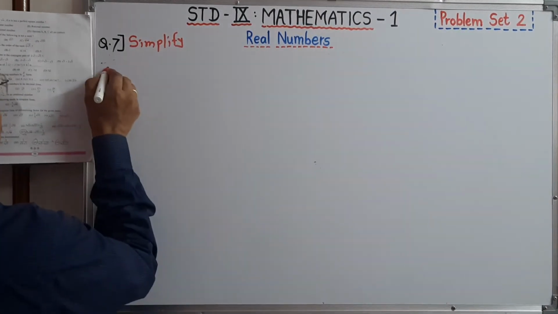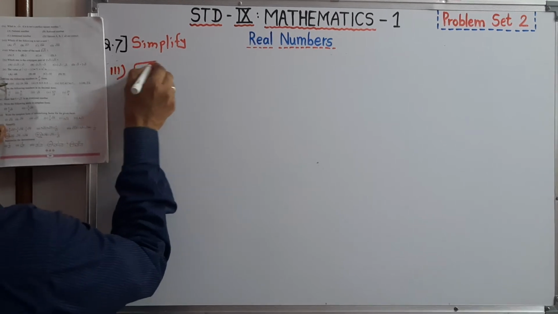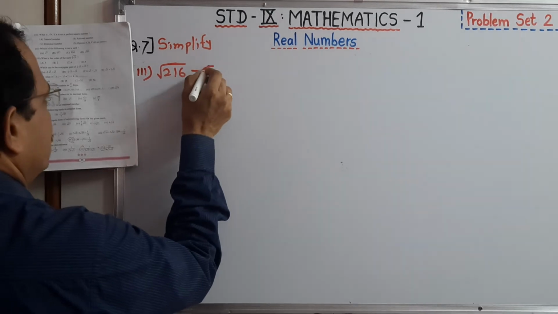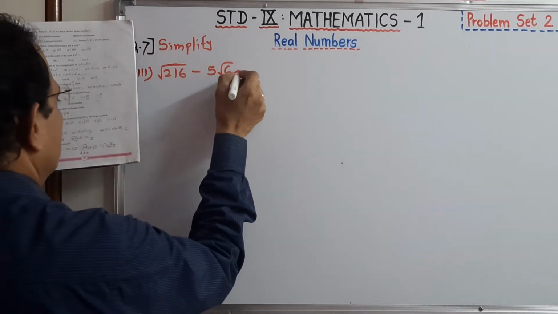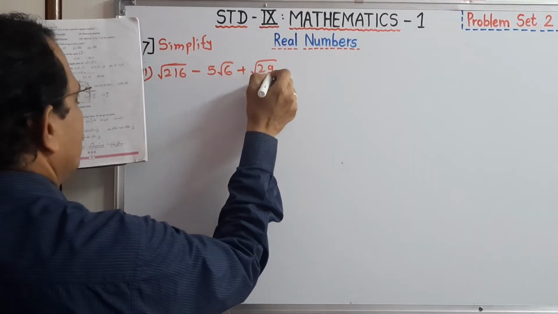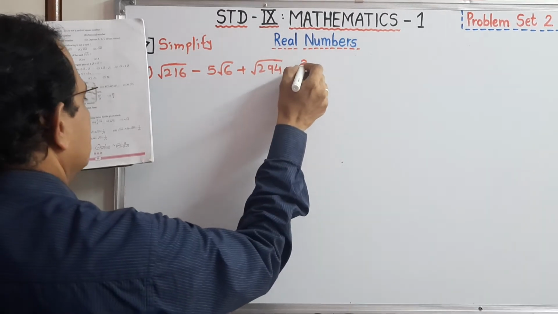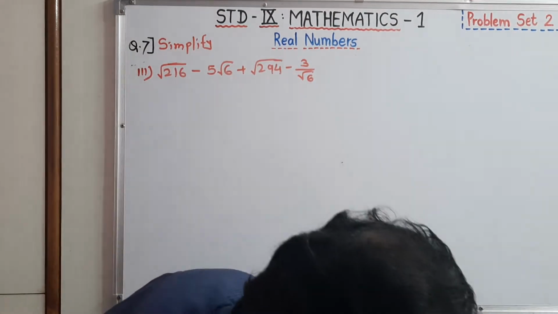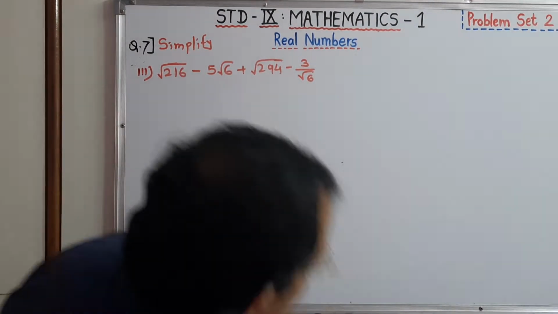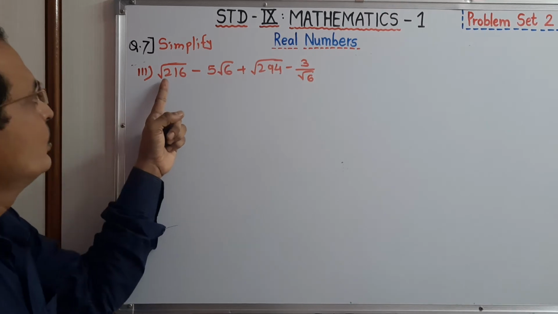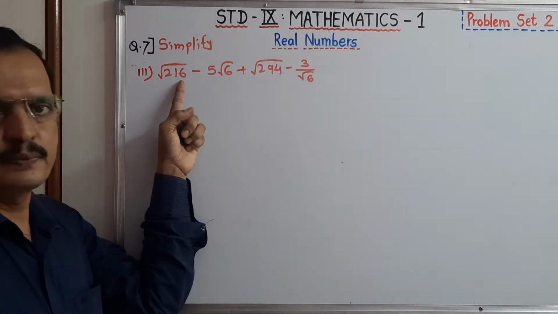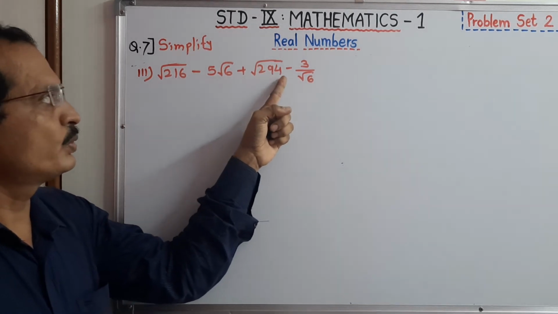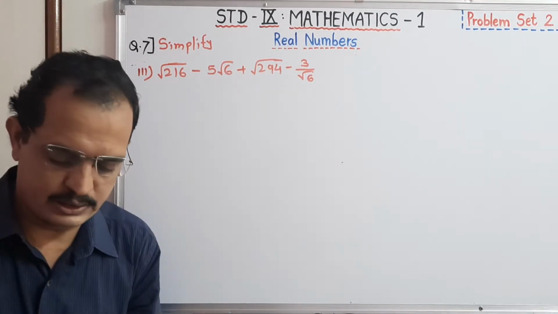See the third one. Root 216 minus 5 root 6 plus root 294 minus 3 upon root 6. See here, root 216 minus 5 root 6 plus root 294 minus 3 upon root 6.